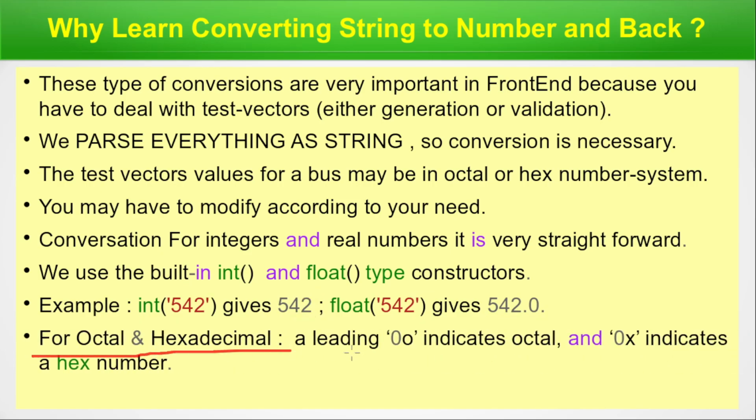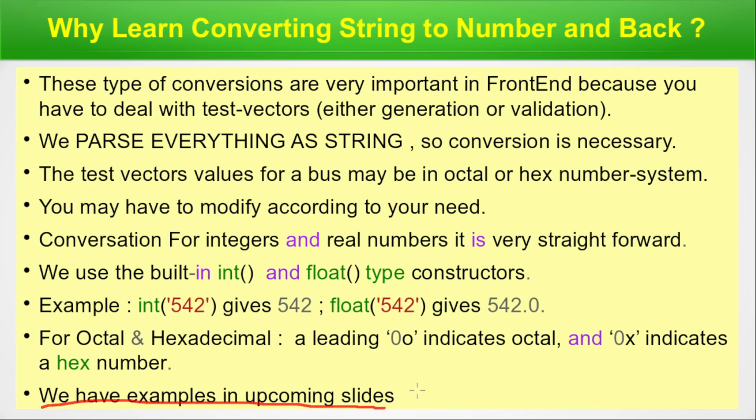For octal and hexadecimal, a leading 0 with o indicates octal and 0 with x indicates a hex number. We have already talked about this in the last episode, right? And now you are learning the significance, why you are learning octal and hex at all when you are learning Python. We have examples in detail in upcoming slides, so we will not go into detail for octal and hexadecimal here. Here we are done explaining the significance of learning the conversion of string into number, whether it is int, float, octal or hexadecimal, whatever type of number it is. This is the importance. We are done here. Let's move on to the next slide.